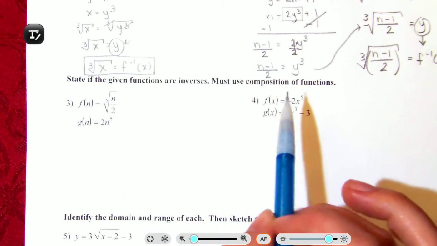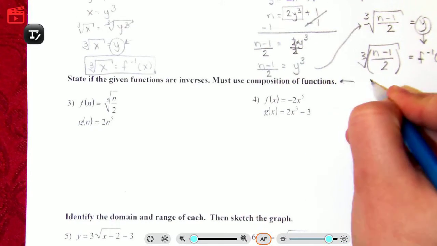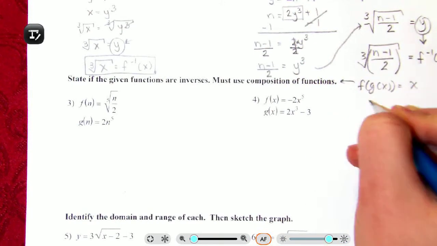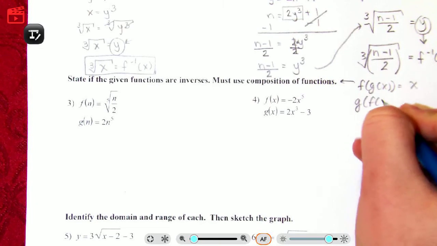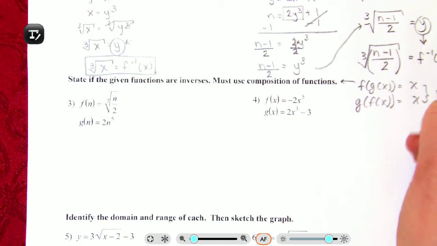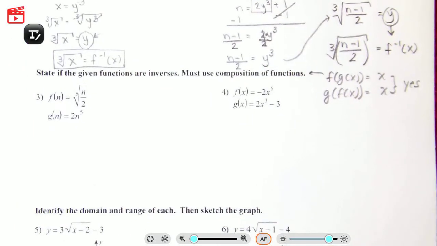But because it says that we must use the composition of functions, this means we have to prove that f of g of x is equal to x, and that g of f of x is equal to x. If both of them are equal to x, or the identity, that means yes, they are inverses of each other.